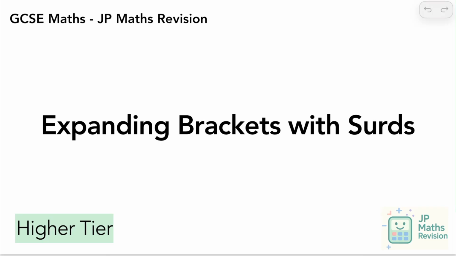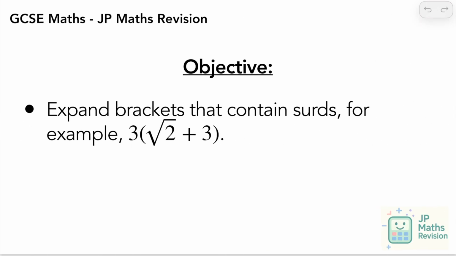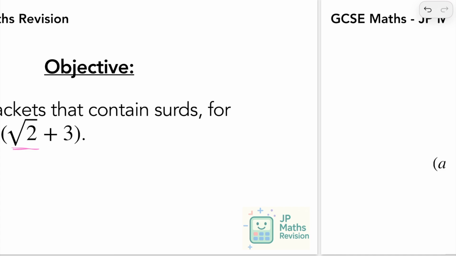Hello and welcome back. So here we're going to be looking at expanding brackets with surds. So the objective here is to expand brackets that contain surds. So for example, we have 3 bracket root 2 plus 3. So this is a bracket involving a surd because we have this root 2 over here. So it's a bit different to the way we've expanded brackets before.